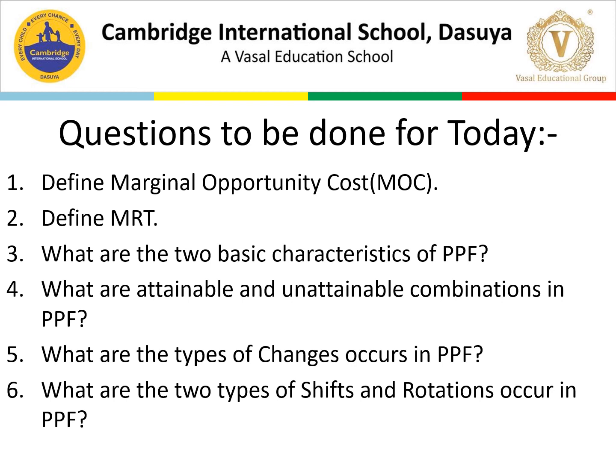Next is, what are attainable and unattainable combinations? You can make a PPF and then show on it which is the attainable point, which is the unattainable point, and which is the point lying on the PPF. Then, what are the types of changes? There are two types of changes we have done, shifts and rotations. You have to explain both shifts and rotations in the last question. So this is your homework for today.